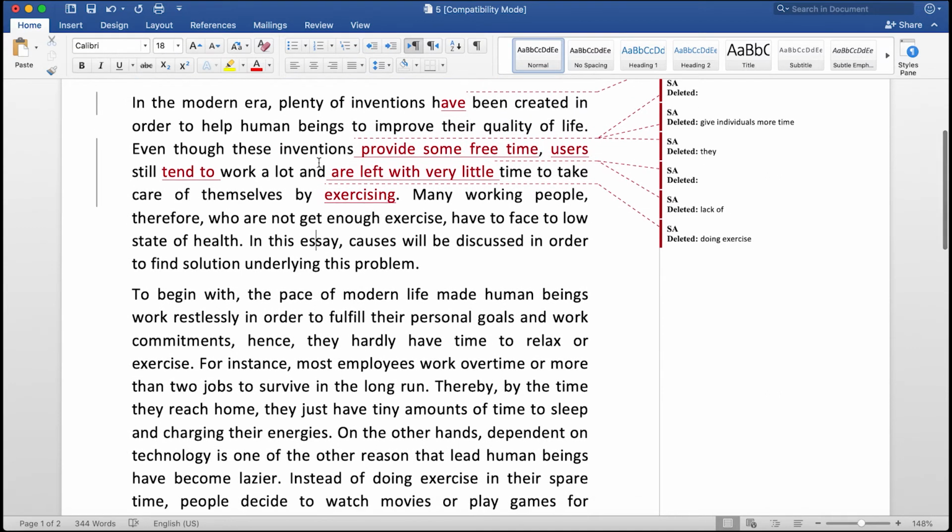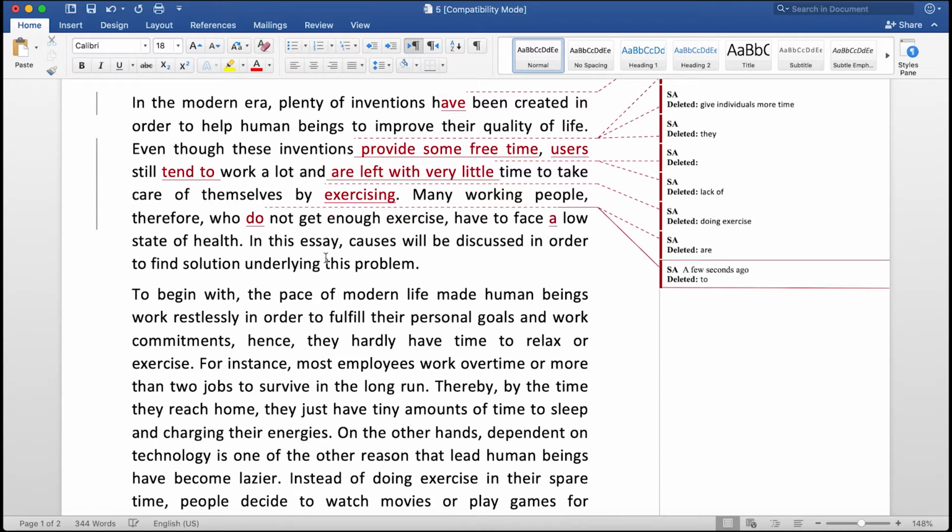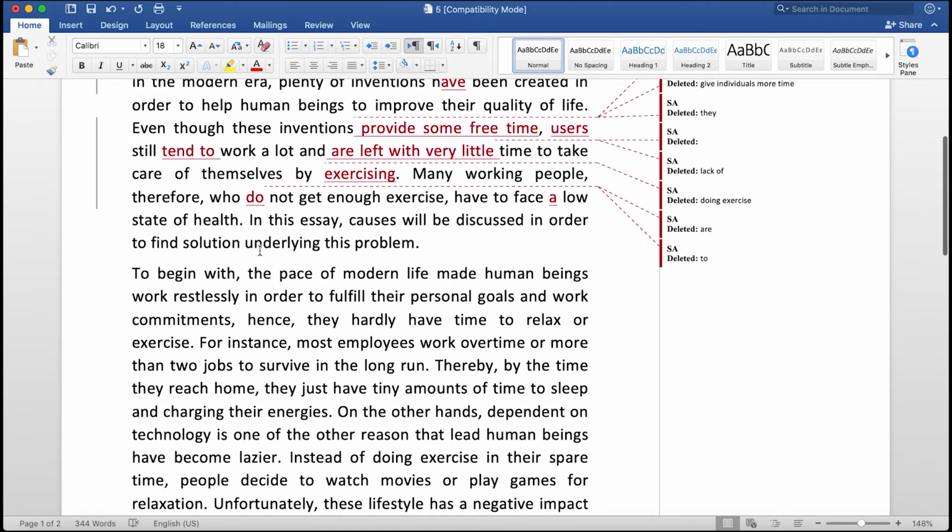But when you have it, do something is a light form of the verb. If you have a main verb, then use the main verb. You don't need to use, like, do some walking. You could say walk, right? So many working people, therefore, who do not get enough exercise, have to face to low state of health. No, not to. They have to face a low state of health.